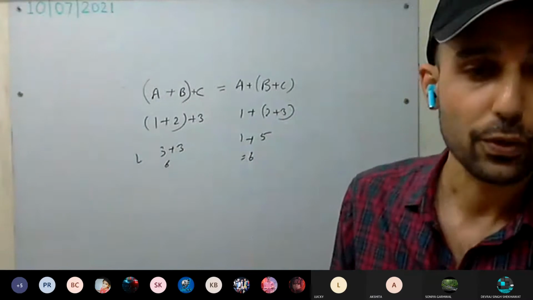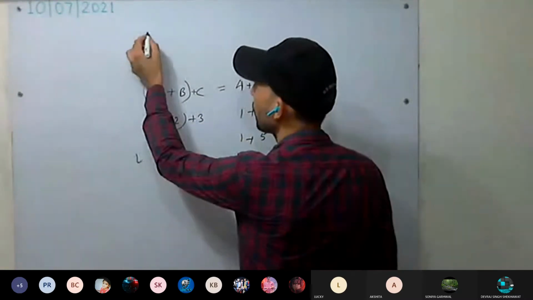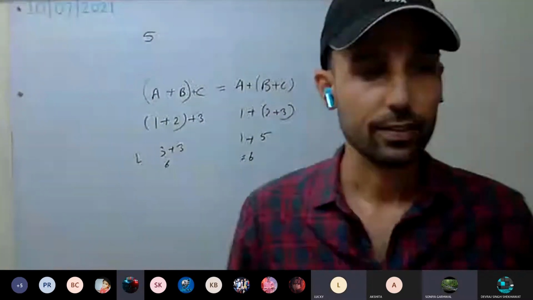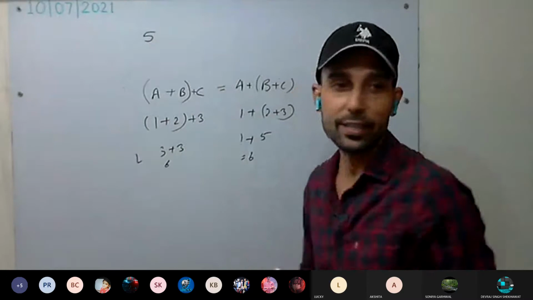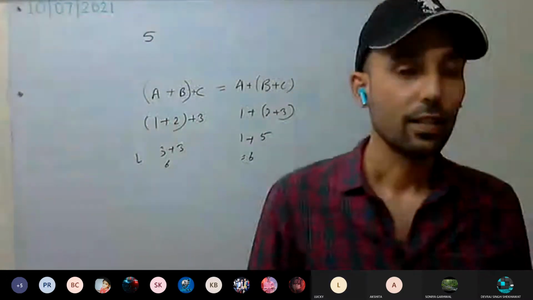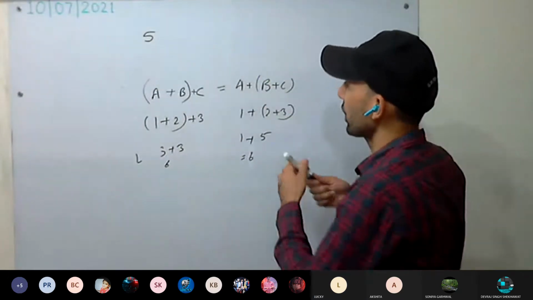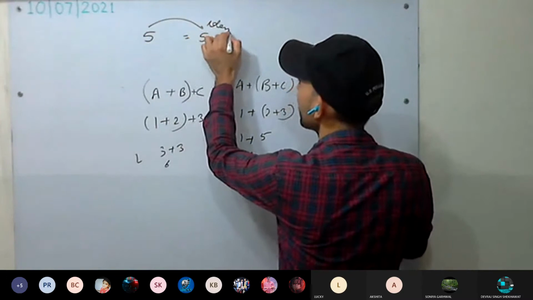Okay. Few more questions I am going to ask. What is the additive identity of 5? Additive identity, I am asking. Identity means, what should we add to 5 so that the answer we get is 5, the same? That is, we are getting identity.